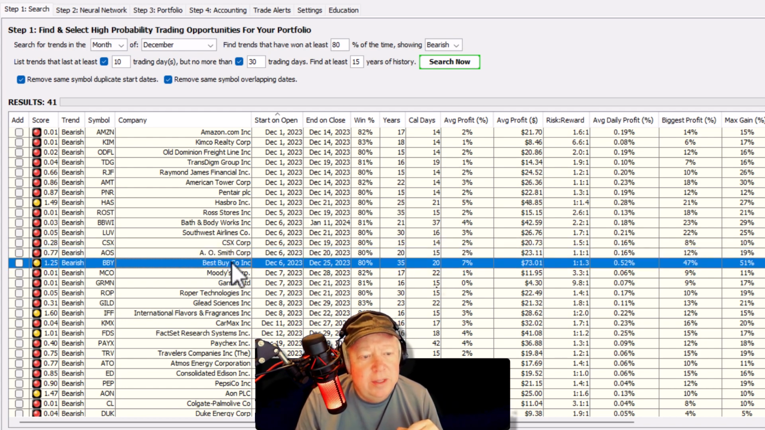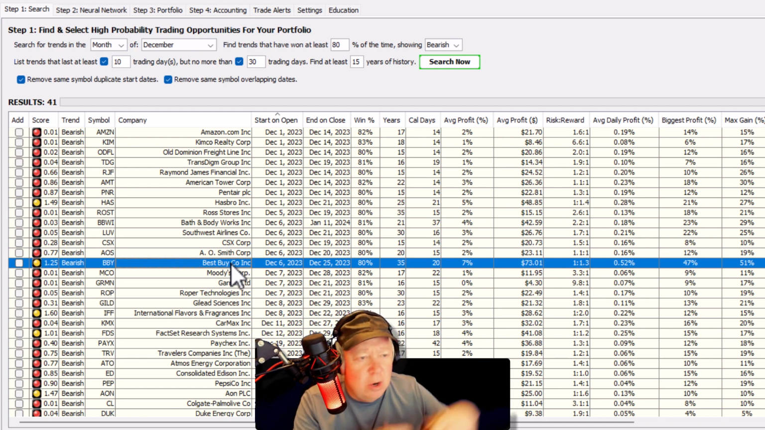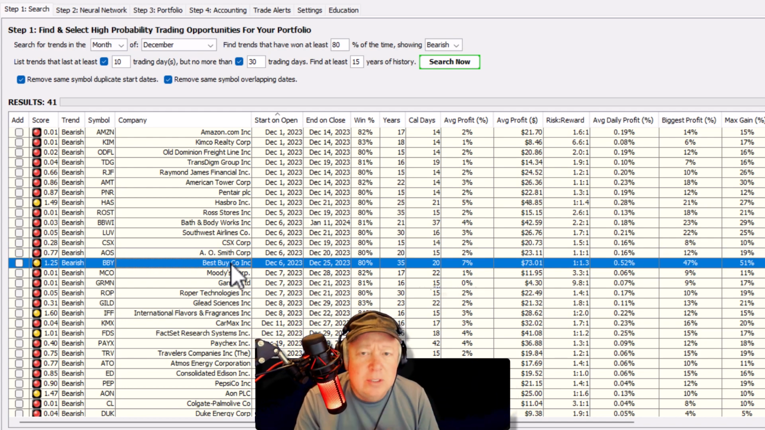Here's A.O. Smith. Here's Best Buy. Oh, we'd think Best Buy. Hey, everybody's buying Christmas presents. They're going out to Best Buy, picking up those electronics for Christmas. December 6th to December 25th, 80% of the time over the last 35 years, that thing's lost 7%. Get that dog out of your portfolio in December. We don't want that baby.